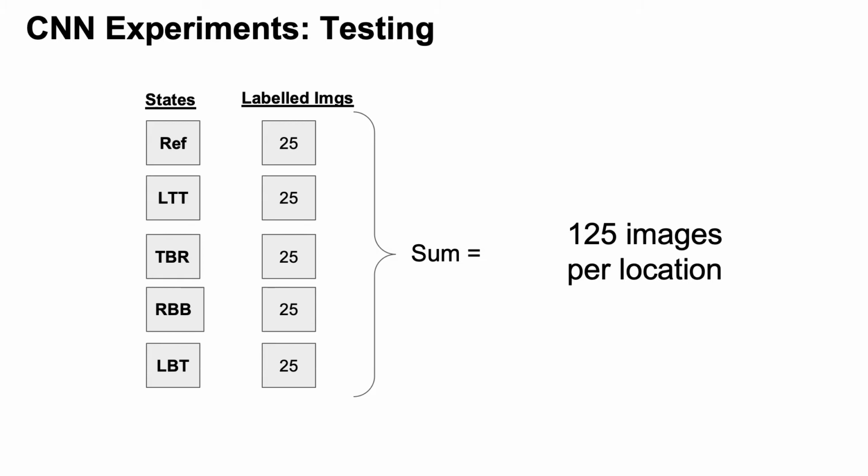For this testing dataset, we also had the co-authors label the images, and that did two things. First of all, it validated that I labeled the images correctly. So if the majority agreed that the image was labeled as the same state, then we know that I did a good job labeling the training dataset. Also, it set a human benchmark which we could compare the CNN performance to.